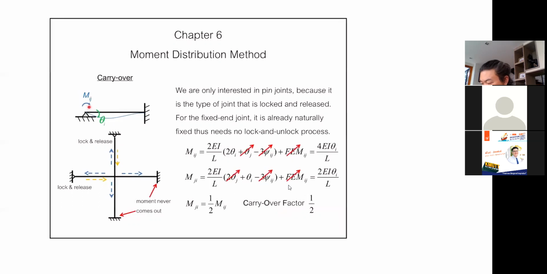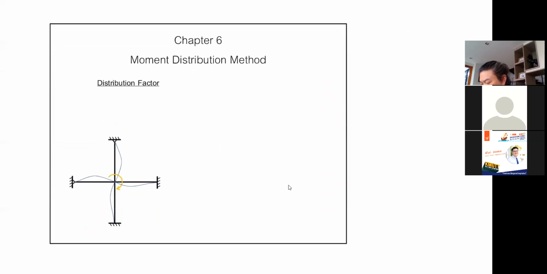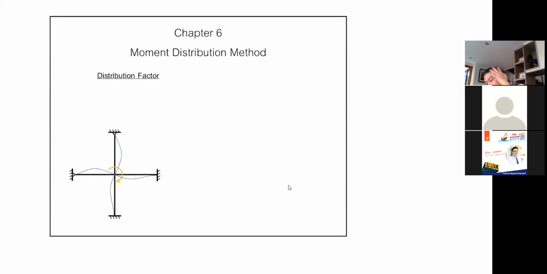If you have 2 here, the moment here is 1. If you have 4 here, that is 2. Okay. The next one is distribution factor. Now I don't have anything here, so it's better now. So let's say now we are going to find out how much each member will contribute to this.